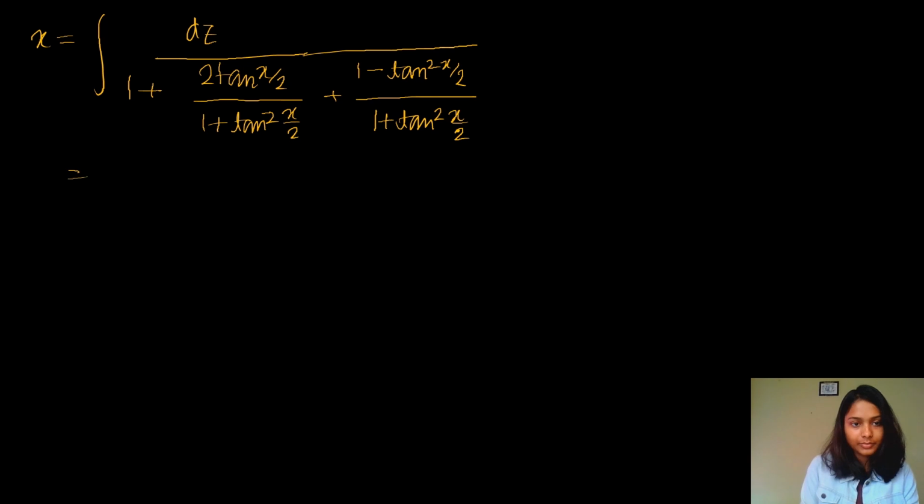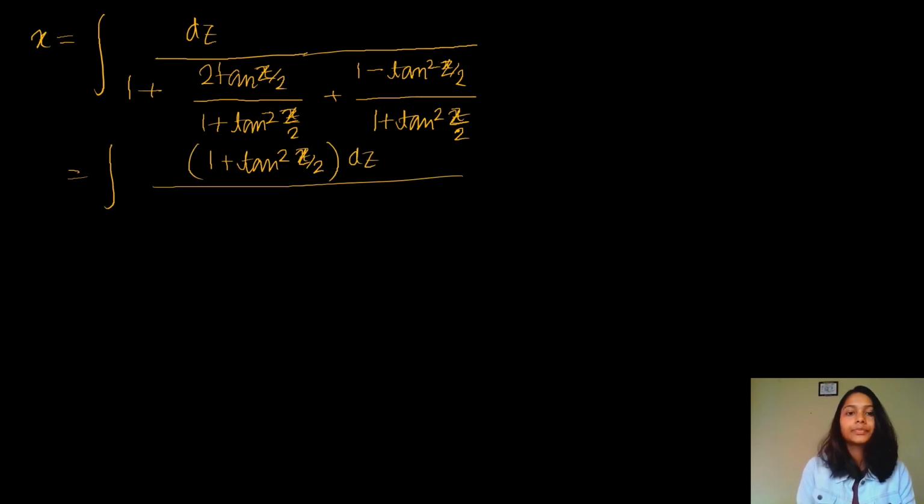So it will become integration 1 plus tan square, we can take it in the numerator, tan square z by 2, not x, this should be z, and here is also z, dz divided by 1 plus tan square z by 2, 1 plus 1 minus tan square z by 2 plus 2 tan z by 2.